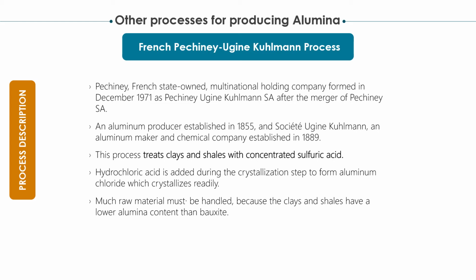This process treats clays and shales with concentrated sulfuric acid. Hydrochloric acid is added during the crystallization step to form aluminum chloride, which crystallizes readily. Much raw material must be handled because the clays and shales have a lower alumina content than bauxite.